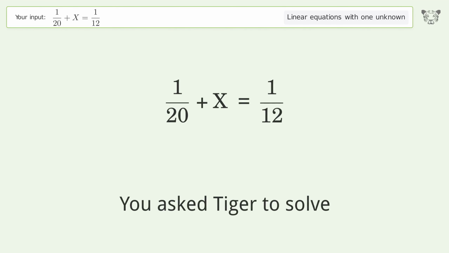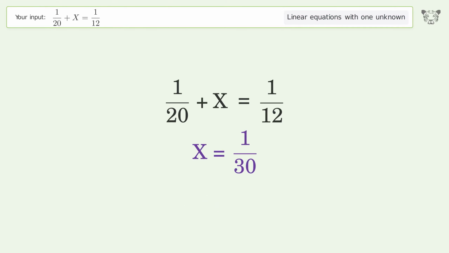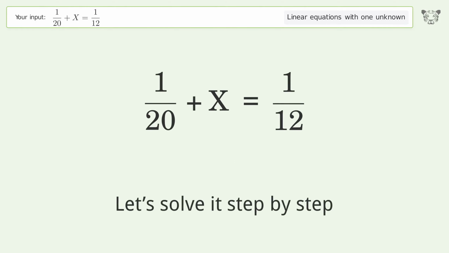You ask Tiger to solve. This deals with linear equations with one unknown. The final result is x equals 1/30. Let's solve it step by step.